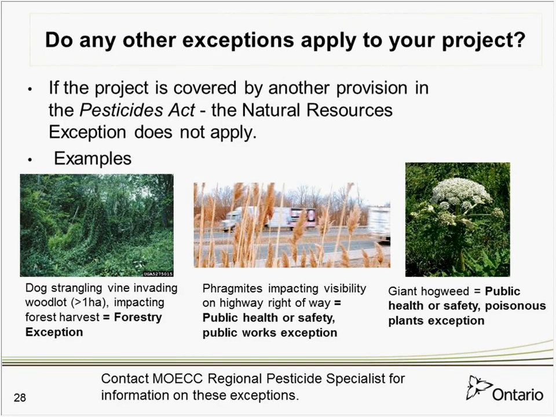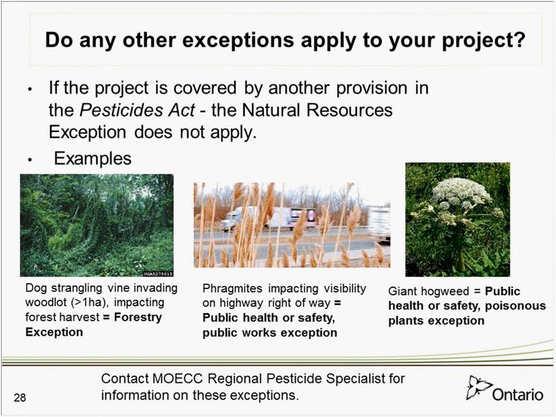That's one of the first considerations when you're looking at the natural resources exception. If your project is covered by another provision under the Act, this exception does not apply. So for example, if you're controlling dog strangling vine in a woodlot that exceeded 1 hectare in size and was impacting your ability to harvest trees, that would actually be a forestry exception. So you wouldn't use this exception and you wouldn't require a letter of opinion for that kind of activity.